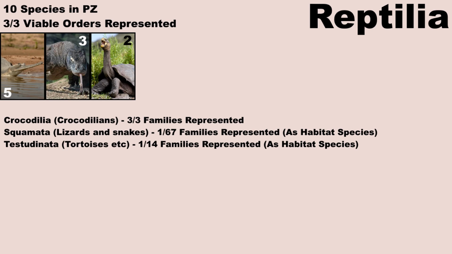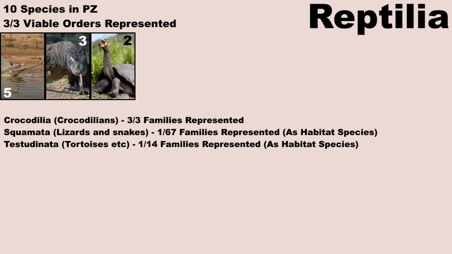So obviously all of the monitor lizards and the Komodo dragons are actually in the same family, so we only have 1 out of 67, but this is an example of where most of the other ones aren't actually viable. Only things like iguanas and other things like that you might be able to say would be viable, but yeah, I haven't gone too in depth with that. And then with the tortoises and other things, we have 1 out of 14 families represented as a habitat species again, because we do have the terrapin.